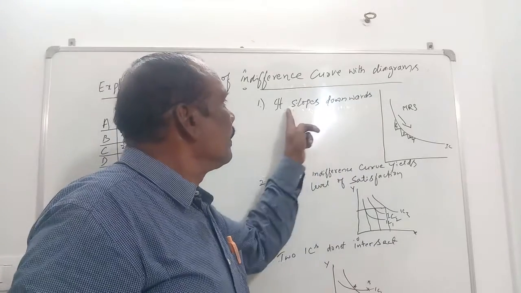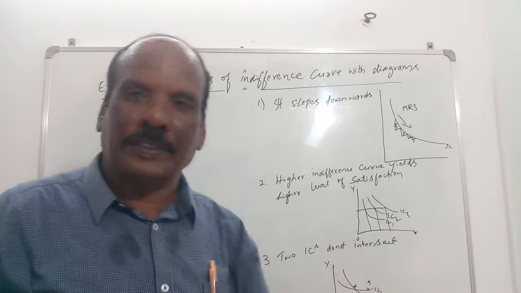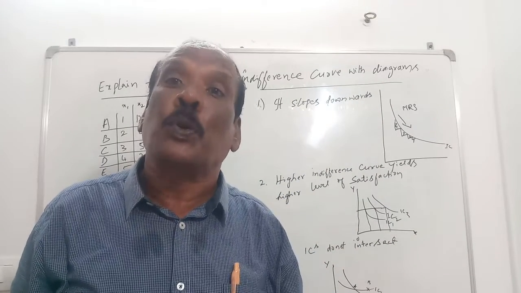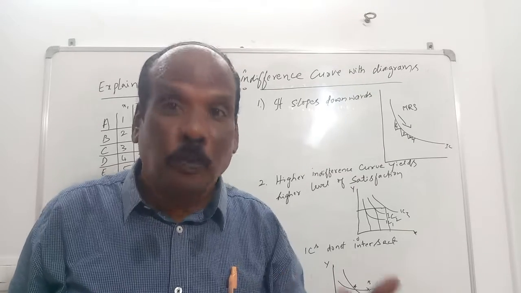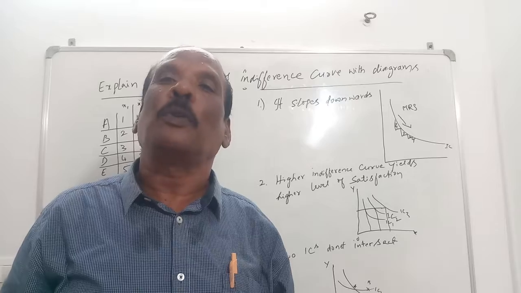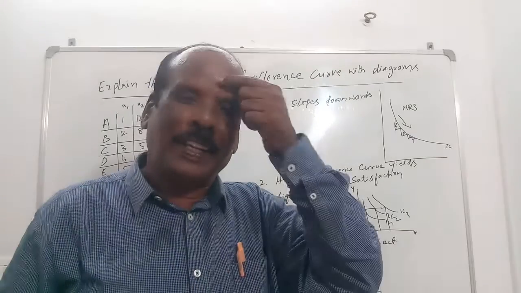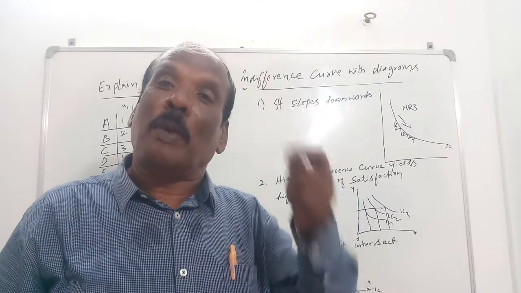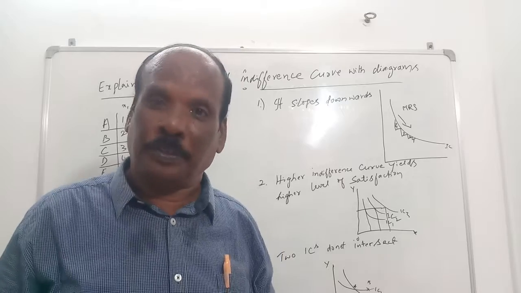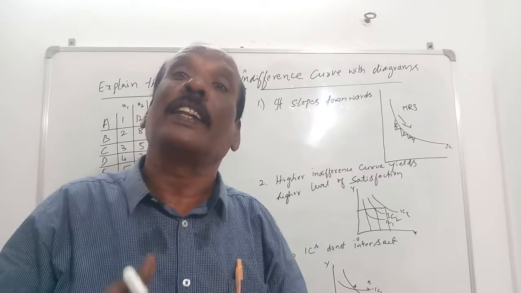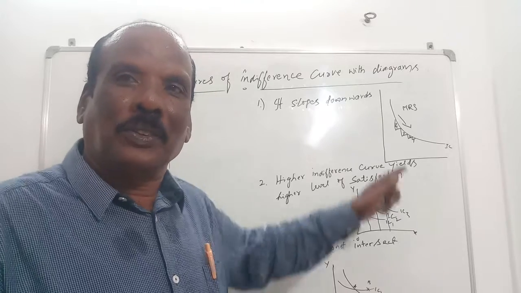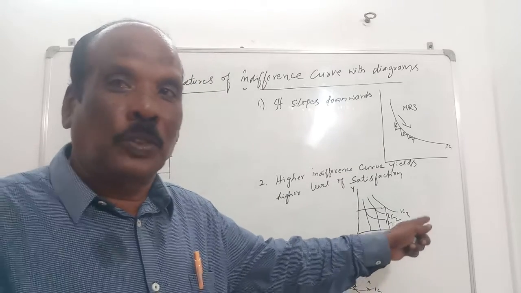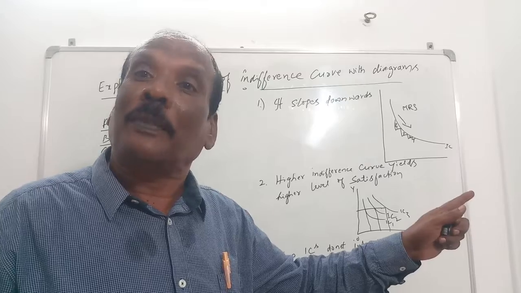That's why it slopes downwards. It means as you go for the consumption of more of one commodity, you will have to forego the other commodity. So the marginal rate of substitution, the rate at which one commodity is substituted for another commodity, goes on diminishing. So you know the meaning of marginal rate of substitution.